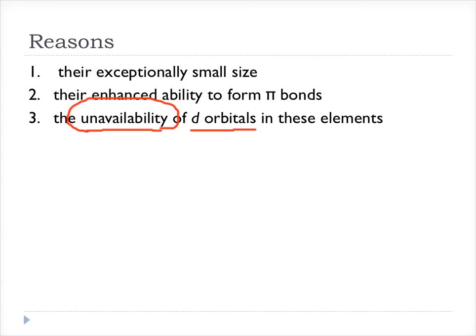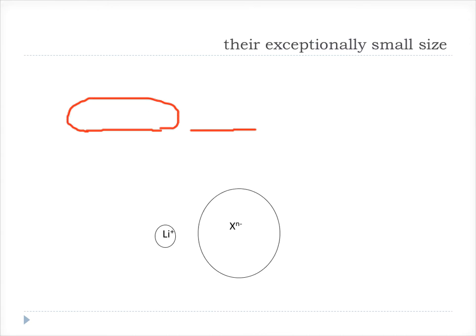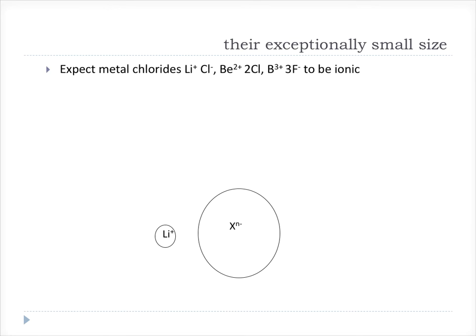So let's take a look at an example. If we look at lithium chloride, we would expect it to be an ionic compound, because it's Li+ and Cl-. Similarly, for BeCl2, because we expect this to be a cation and these to be anions, we expect them to be ionic in nature.